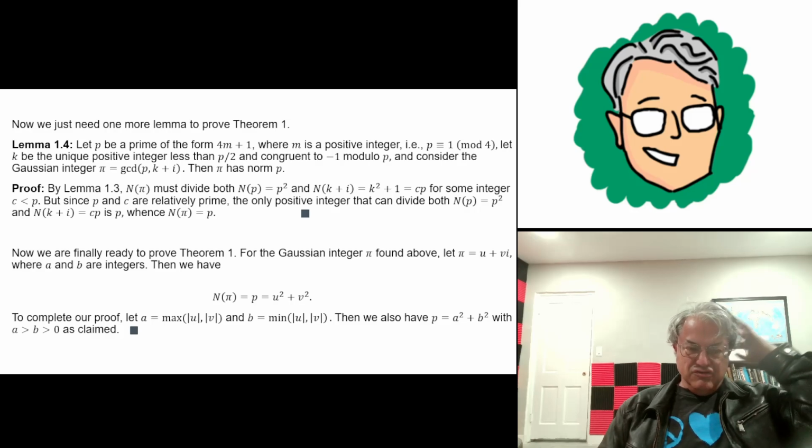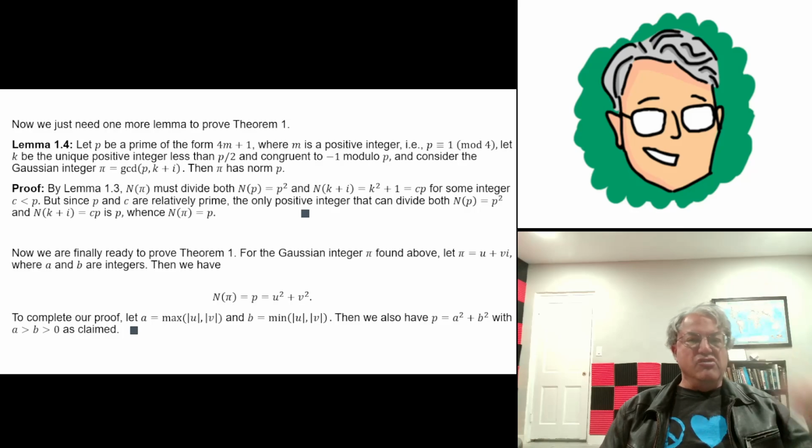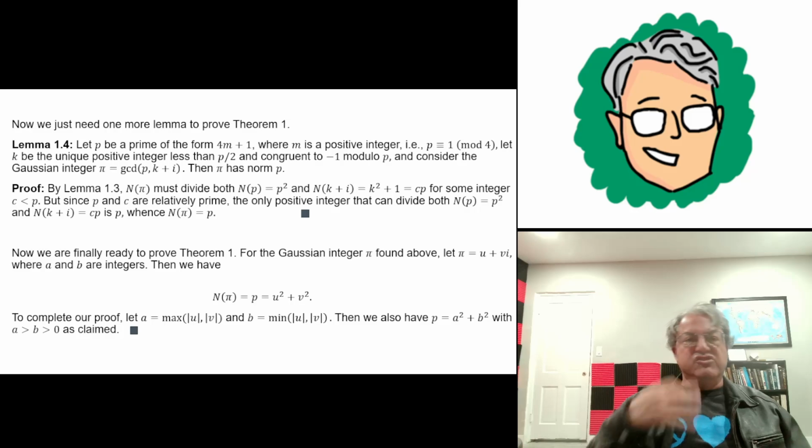So how do we prove this? Well, it's pretty easy. We can just apply the Euclidean algorithm to compute pi. And we could just use the previous lemma actually, because we just compute the norm of p and the norm of this other Gaussian integer, which I don't give a name, I just call it k plus i. The norm of p is p squared. That's pretty easy to see, because it's p times its conjugate. The conjugate of p is p, since p is real. So it's just p squared. And the norm of k plus i is going to be k squared plus 1.